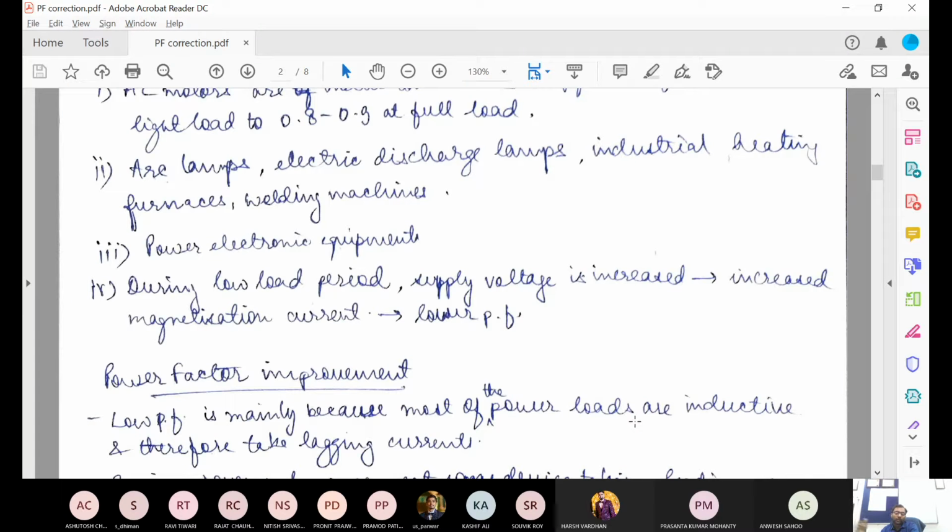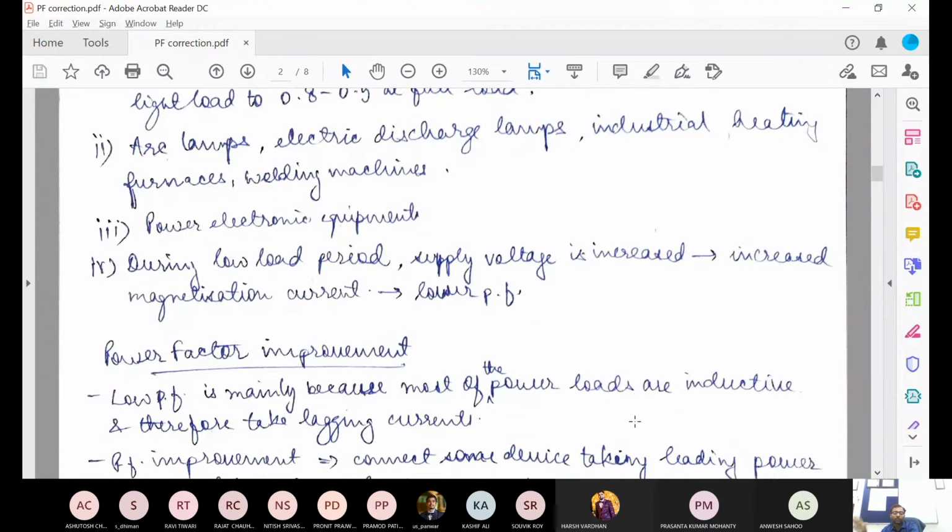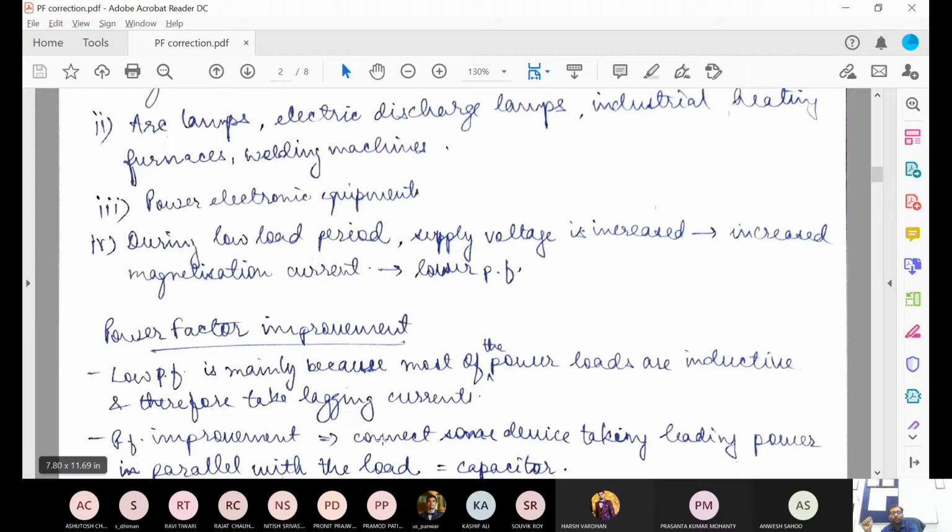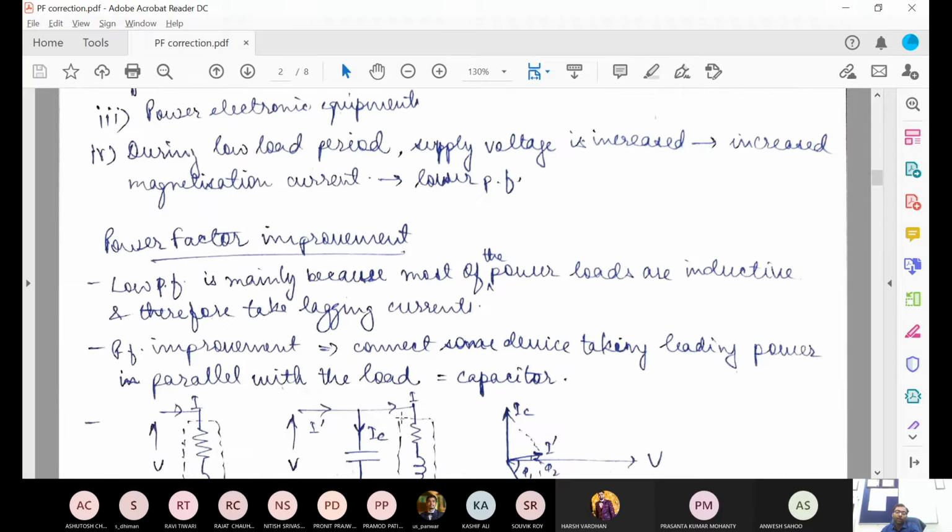So in the bulk power system, or any practical real life system, you'll see that the aggregate effect of all the different types of loads is that the overall power factor is lagging. It's drawing a lagging current ultimately, or you can say it's an inductive nature load. So to improve the power factor, if we can connect some device which takes leading power in parallel with the load, that can help improve the power factor.